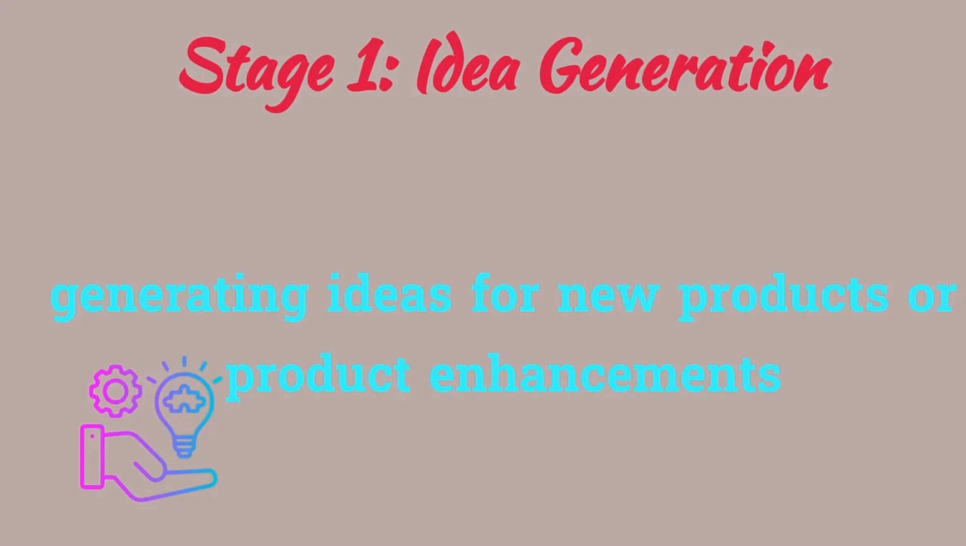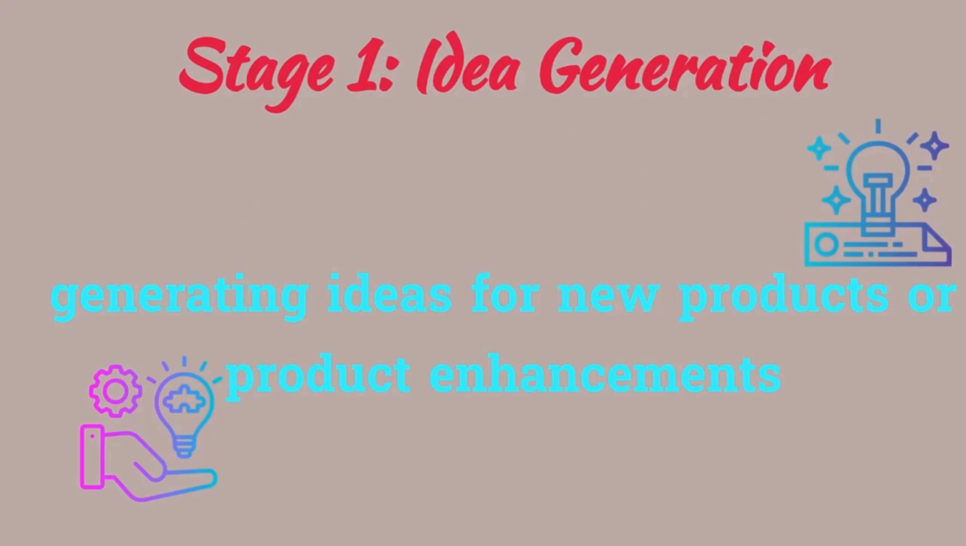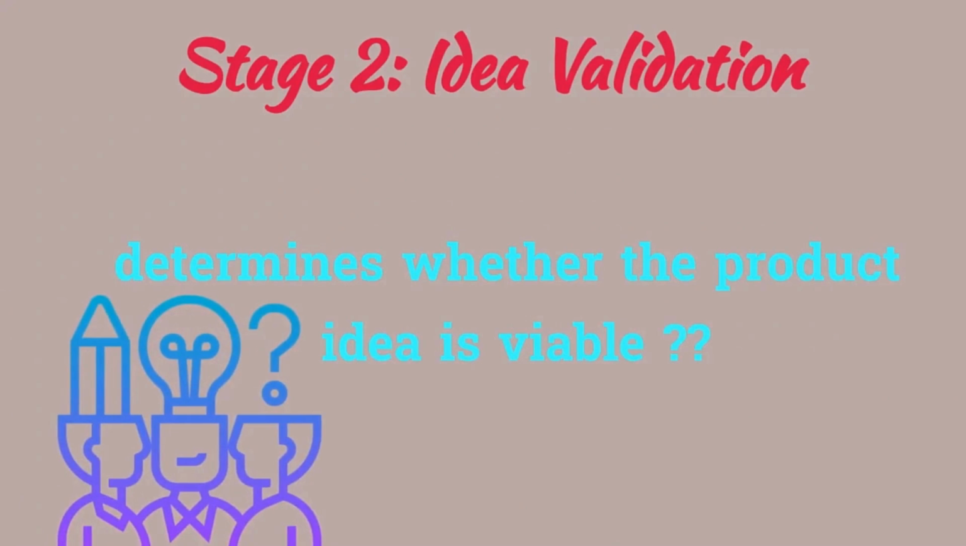Stage 1. Idea generation. This stage involves generating ideas for new products or product enhancements. The best way to do this is to conduct market research, get customer feedback, brainstorm, and identify gaps in the market. Stage 2. Idea validation. This stage determines whether the product idea is viable. Product research, competitive analysis, and feasibility studies are conducted to determine if the idea aligns with market needs, if there is a target audience, and if the product is technically and economically feasible.